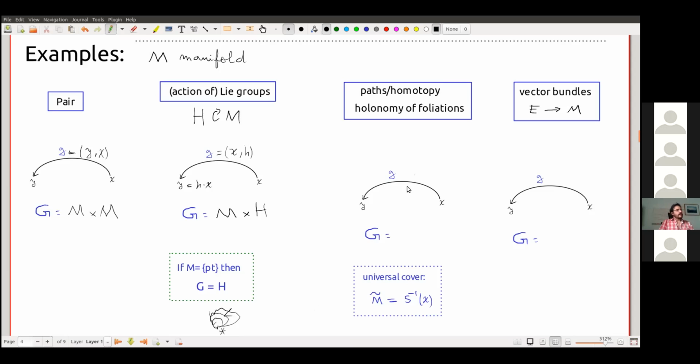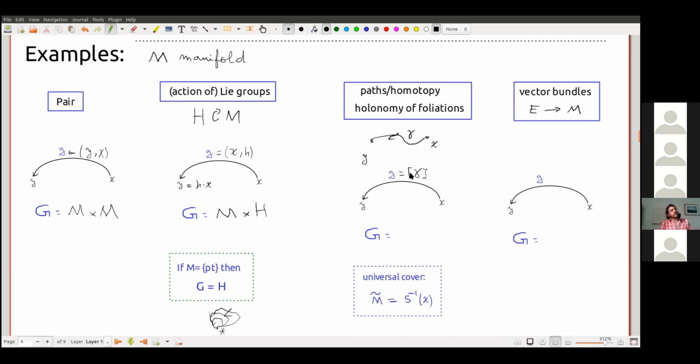Another interesting example that comes from differential topology, let's say, is this. It's called the fundamental groupoid, in which the object is a homotopy class of paths. So you have a path gamma, let's say, going like this. So the equivalence relation would just tell you that these two points can be joined by a path.